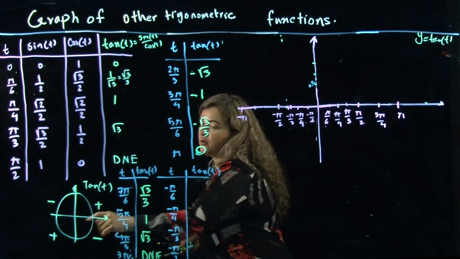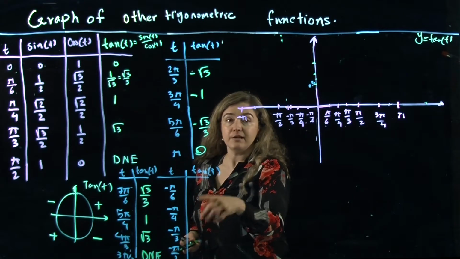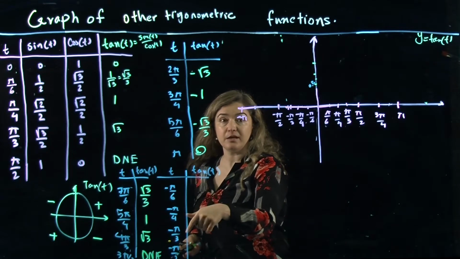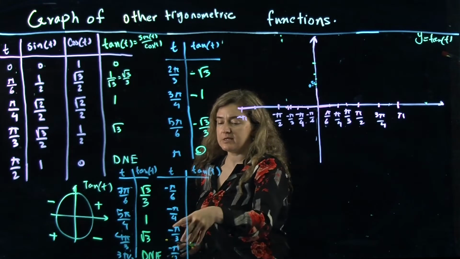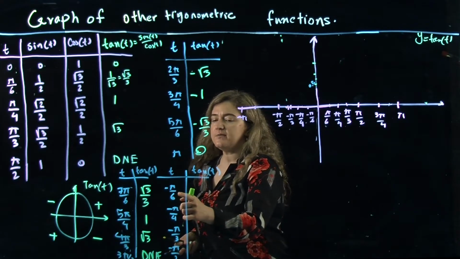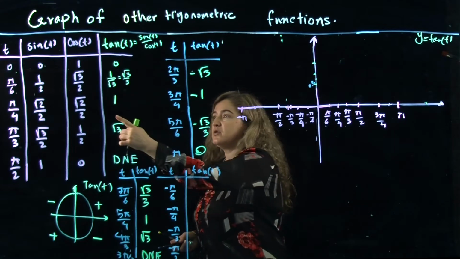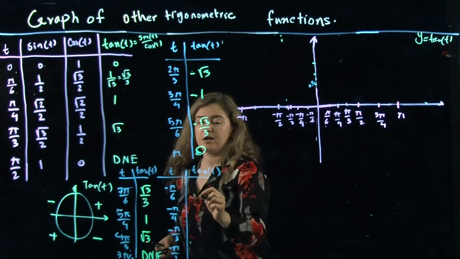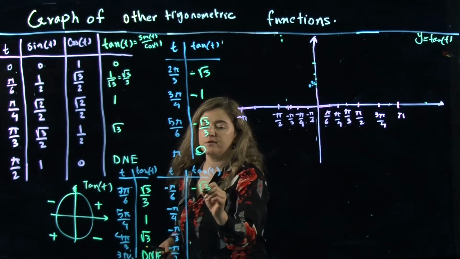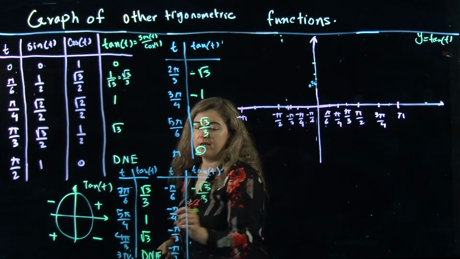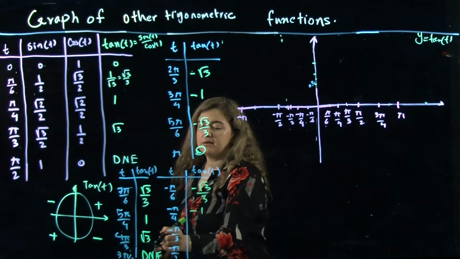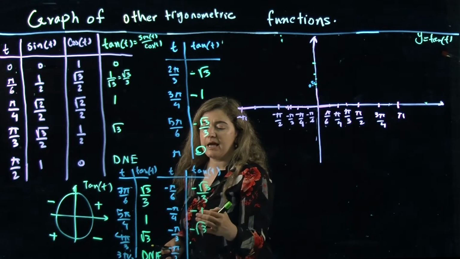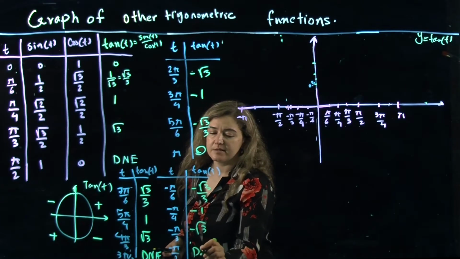How about in the fourth quadrant? I did this a little differently. I changed the positive notation to a negative notation over here. And so negative pi sixth goes back to the denominator 6, and I should get a negative square root of 3 over 3 because of the negative sign over here. Negative 1. This one is negative square root of 3, and negative pi half does not exist again.